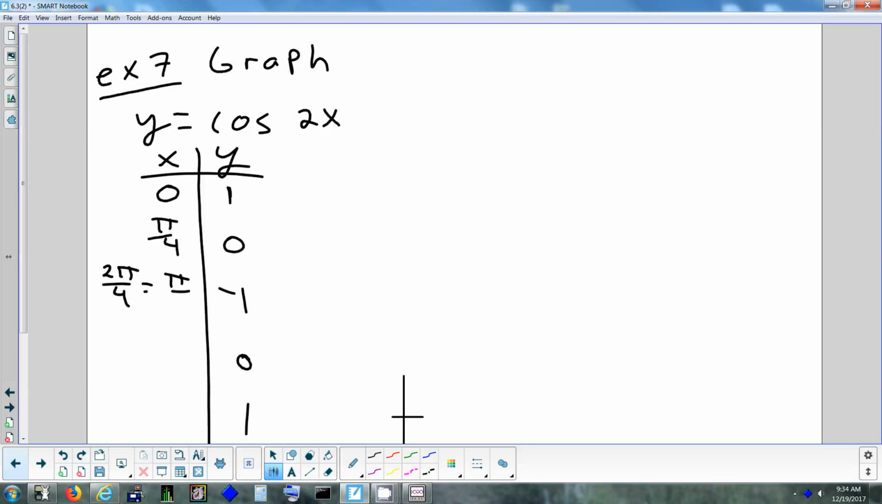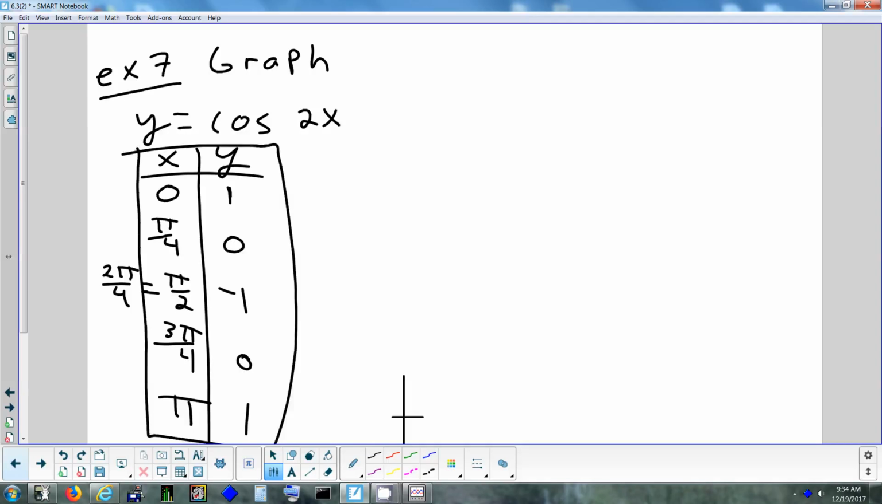Which is pi over 2. The next one is plus another pi over 4 because we got to keep the gap consistent. So we got 0 pi over 4, 1 pi over 4, 2 pi over 4, 3 pi over 4, 4 pi over 4. Okay, so there's my table.